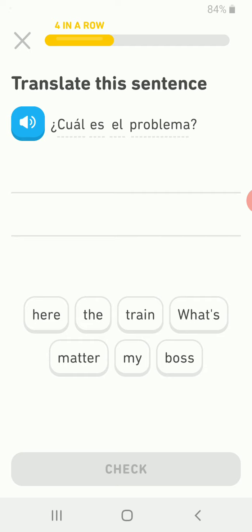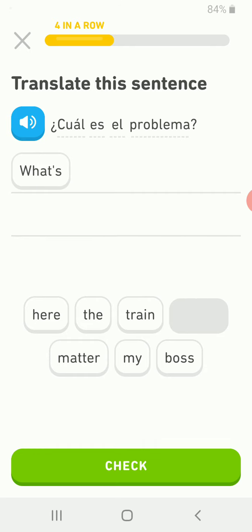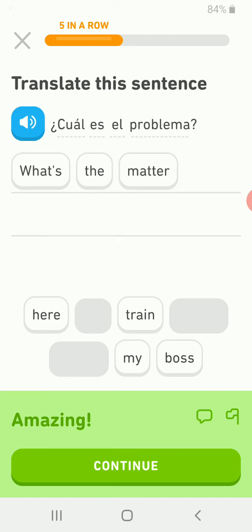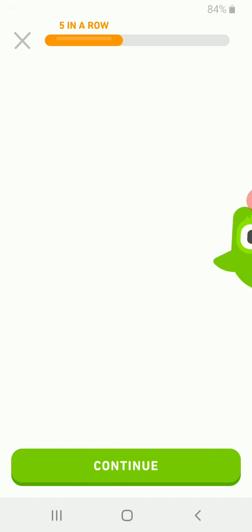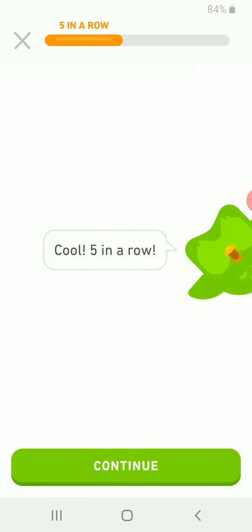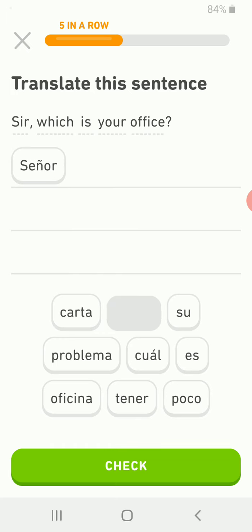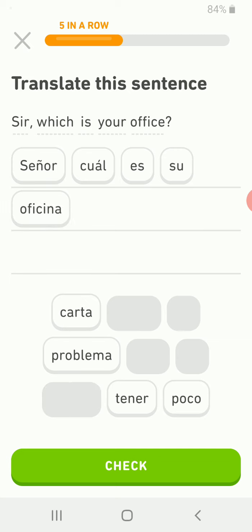¿Cuál es el problema? Is what's the problem? What's the matter? ¿Cuál es el problema? Is literally what is the problem or which problem it is. Which problem is it? Sorry. So, sir, señor. Which is your office? ¿Cuál es su oficina? Oficina.